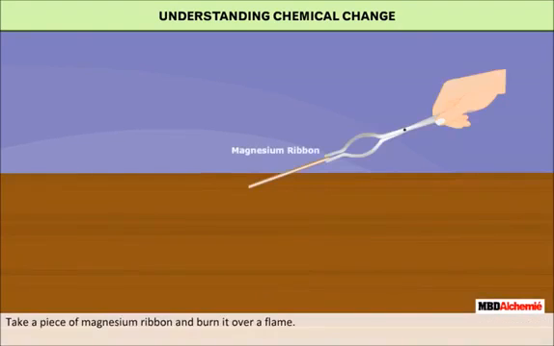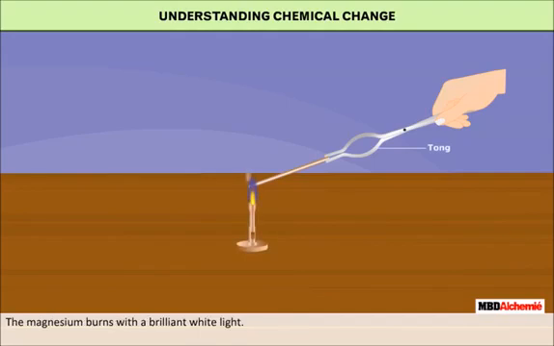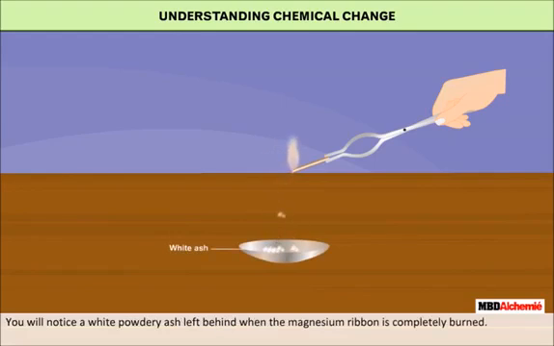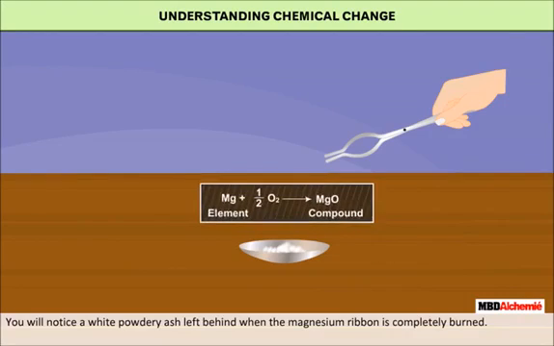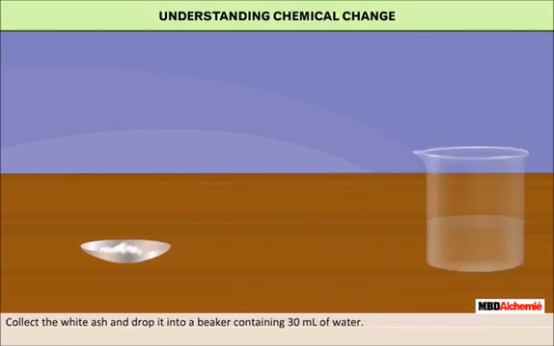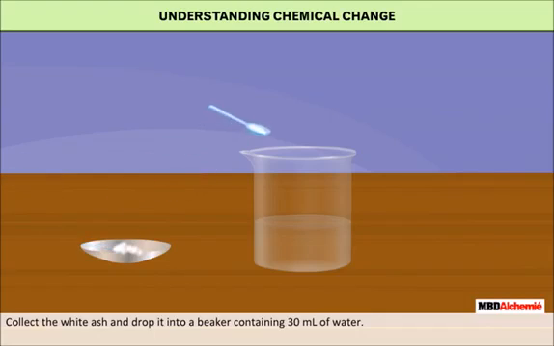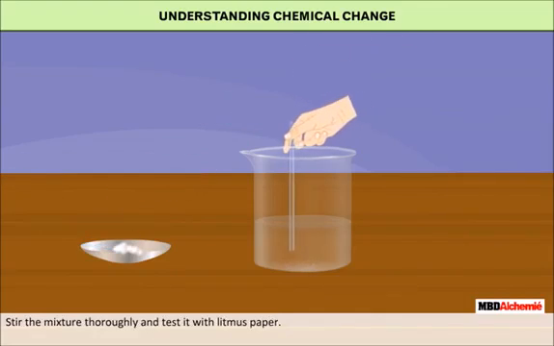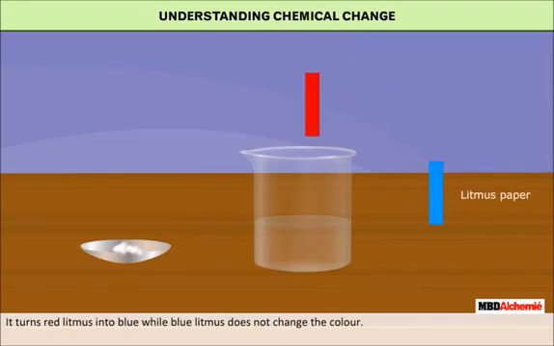Take a piece of magnesium ribbon and burn it over a flame. The magnesium ribbon burns with a brilliant white light. You will notice a white powdery ash left behind when the magnesium ribbon is completely burnt. Collect the white ash and drop it into a beaker containing 30 ml of water. Stir the water thoroughly and test it with litmus paper. It turns red litmus into blue, while blue litmus does not change the color.